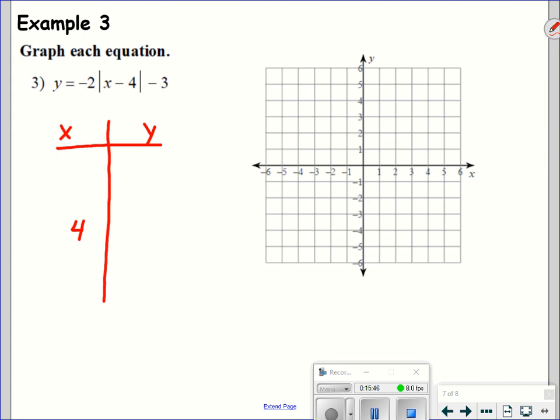I know that the value of 4 will make the absolute value zero out. And then my output will be a negative 3. I'm going to spare you a little bit of my jabbering as I work through the mental math. Okay, so if I fill in my table of values around that, let's see what happens. If I plug in a 3, I get negative 5. If I plug in a 5, I also get negative 5. If I plug in a 2, I get negative 7. If I plug in a 6, I also get negative 7.